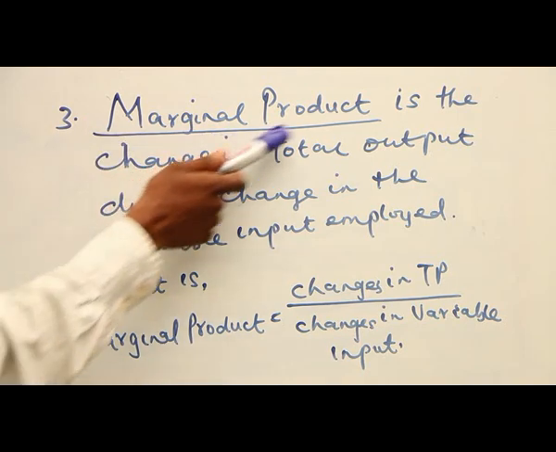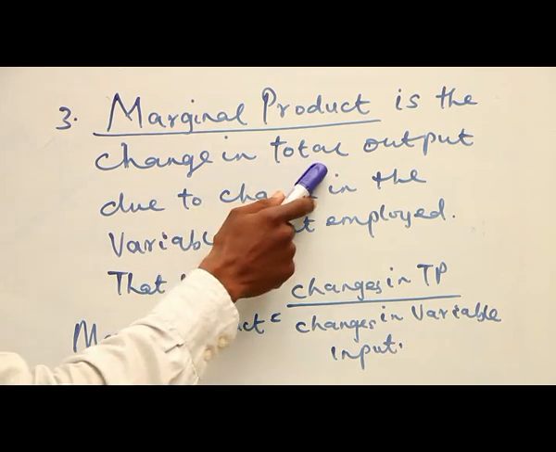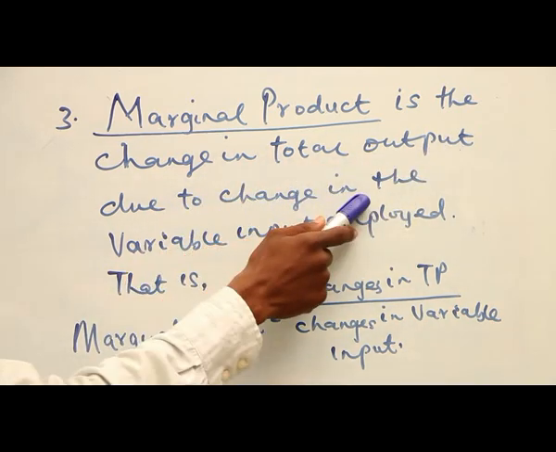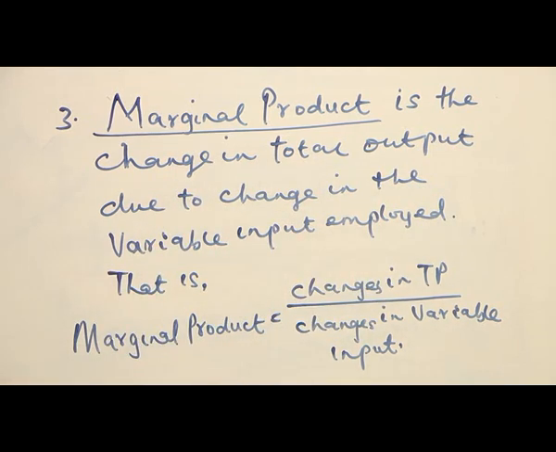Number 3, marginal product. Marginal product is a change in total output due to change in the variable input employed. Every firm would like to understand or be aware of what is going on in the organization between one period and the other. That is, is there any increase in the output between period A and period B, or between period B and period C? So that's what marginal product implies.